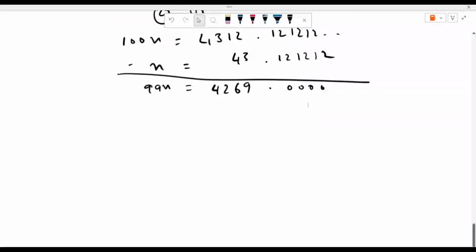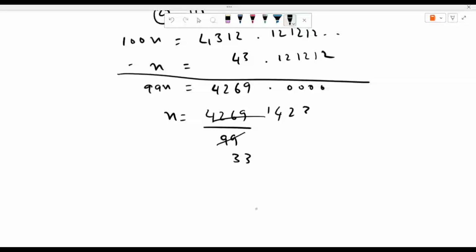So from here I can write x equals 4269 divided by 99. If I cancel out, 3 3s are 9, 3 3s are 9, 3 1s are 3, 1 is there, 3 4s are 12, 3 2s are 6, 3 3s are 9. So it can be written as 1423 divided by 33. If you look at the denominator 33, it can't be expressed in the form 2 to the power m into 5 to the power n. So you can say it is a non-terminating repeating decimal, because we are not getting the 2 into 5 form.